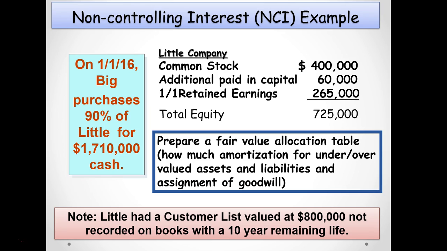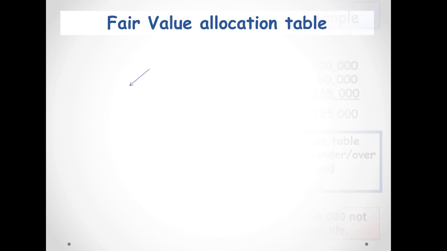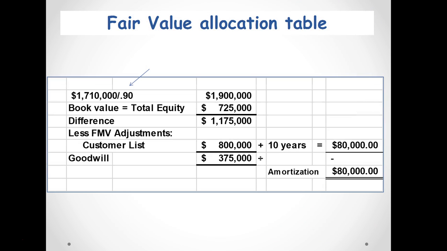The first thing we want to do is prepare a fair value allocation table so we can determine how much to amortize and how much will be assigned to goodwill. So here is our fair value allocation table. I always like to take the consideration to 100% and then back out the total book value, assign the amount to the undervalued assets to come up with goodwill. And then I also, at this point, determine my amortization at 100%.